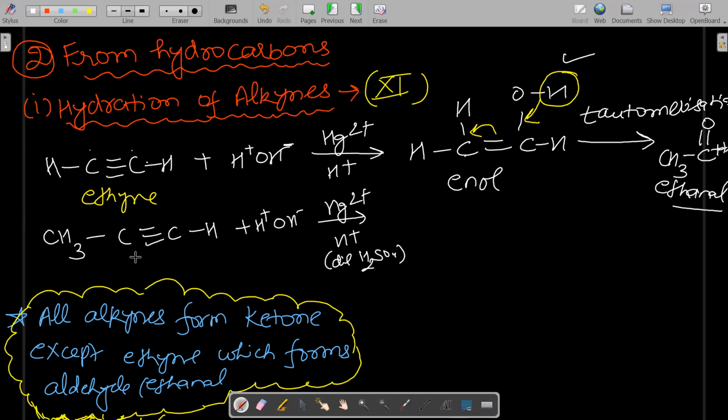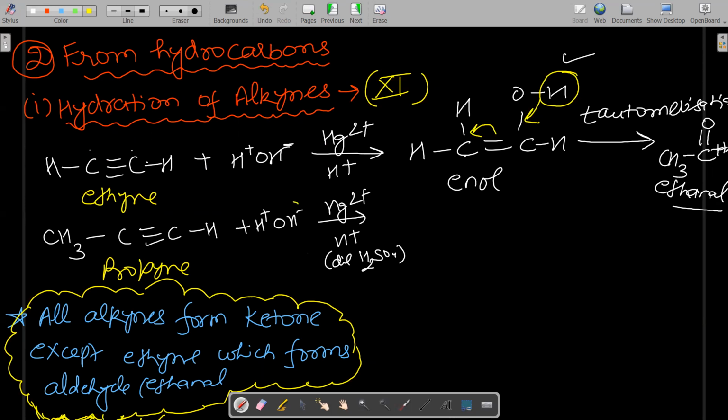While for the rest of the alkynes, suppose this is the example of propyne, when you take other alkynes like propyne, this is an unsymmetrical alkyne, and hence it follows Markovnikov's rule.